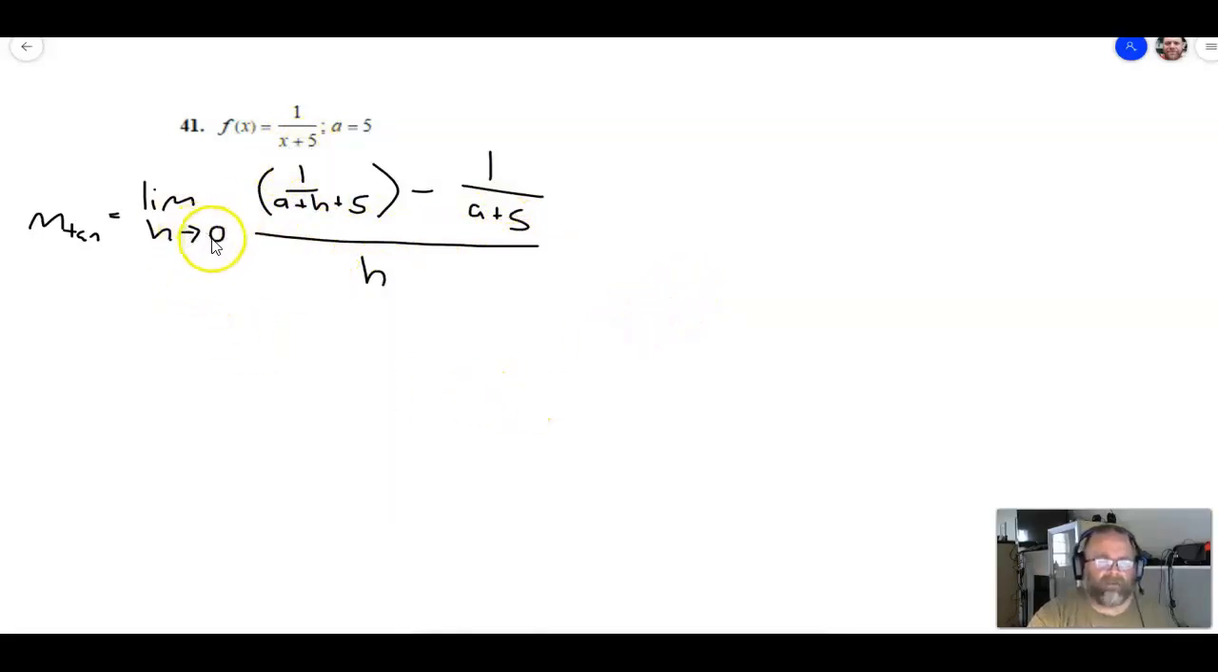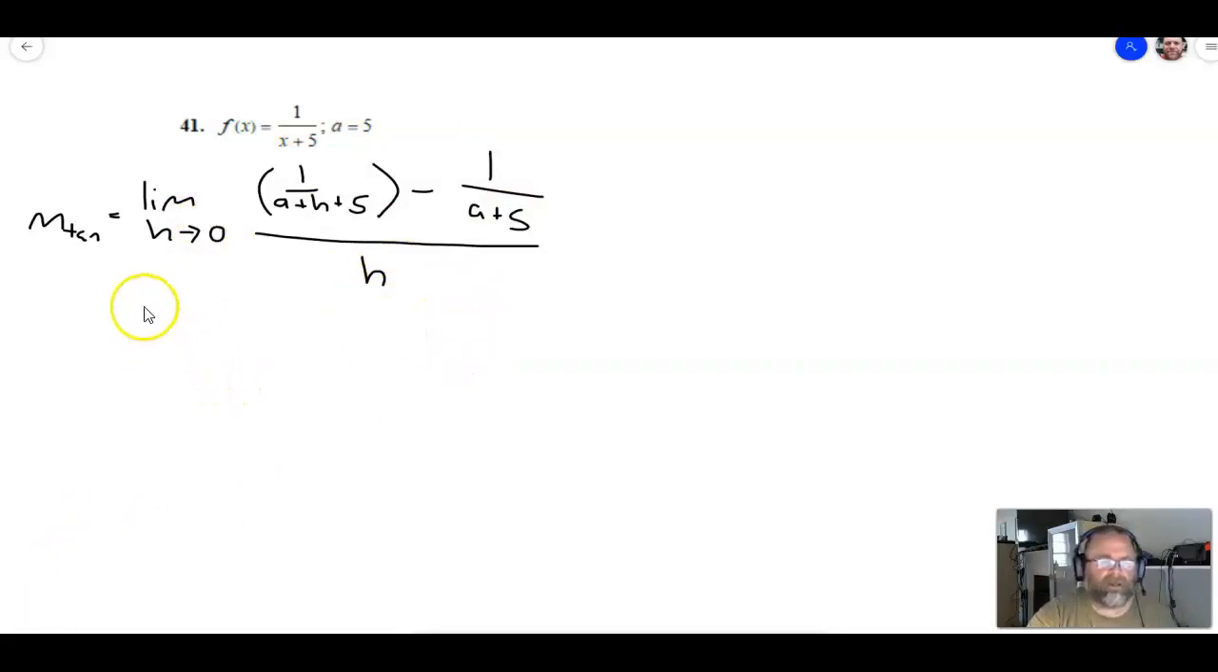So what's going to happen when we plug the 0 in there? We're going to end up getting a 0 on the top and a 0 on the bottom. So that means that we need to keep on going. So go ahead and try it from here and see how you do.